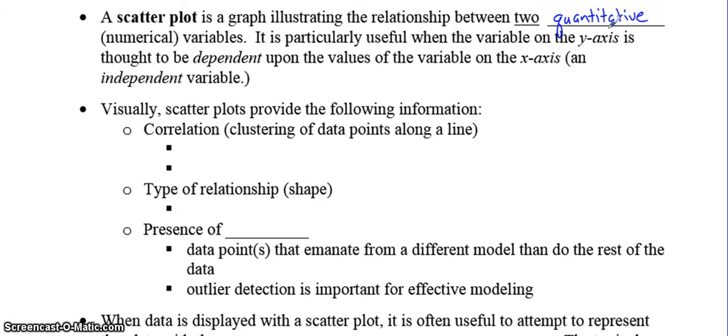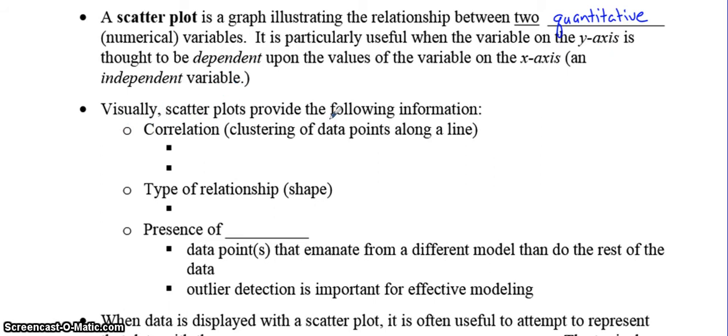That's important. Quantitative means they have to be numerical variables, so you can't, for instance, have a scatter plot with eye color on one of the axes. Both variables have to be numbers. It is particularly useful when the variable on the y-axis is thought to be dependent upon the values of the variable on the x-axis, which is the independent variable.